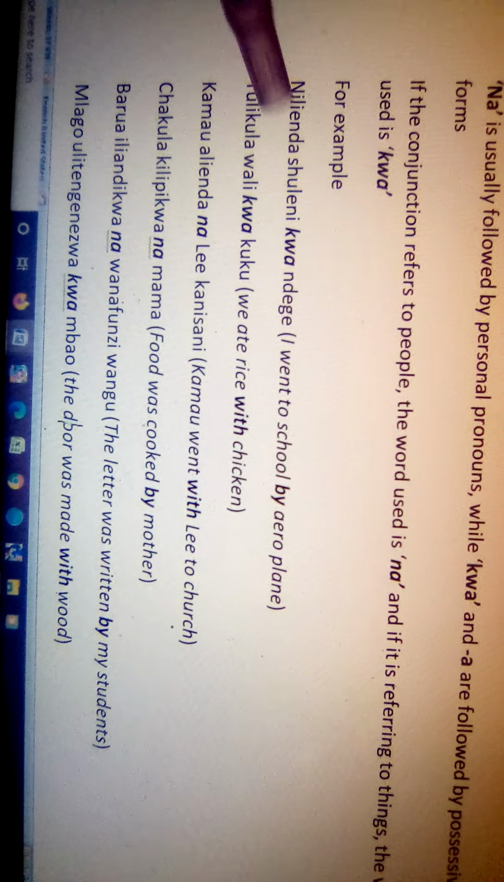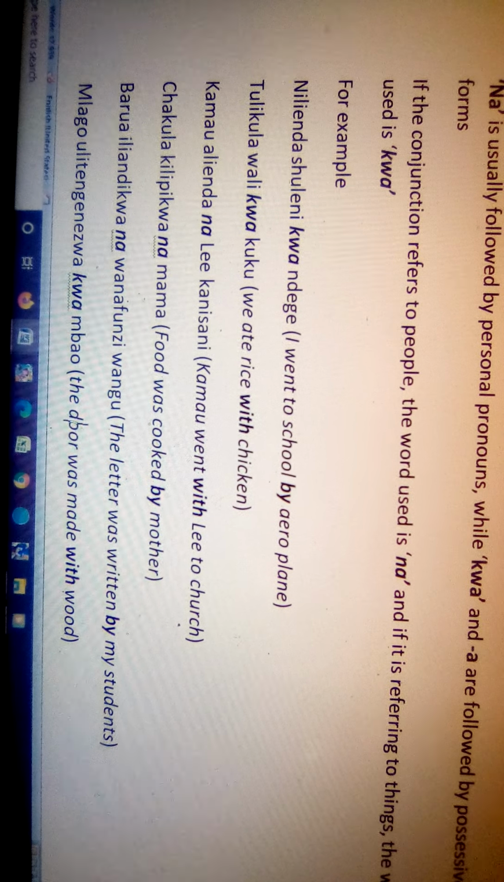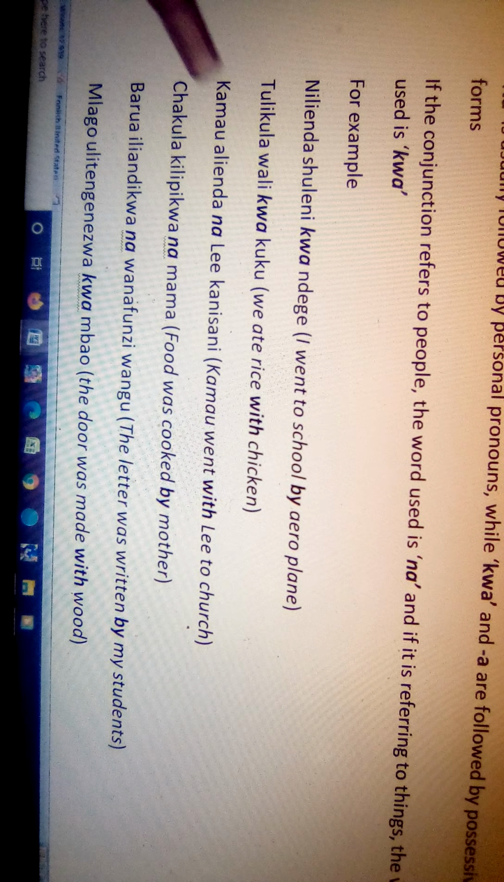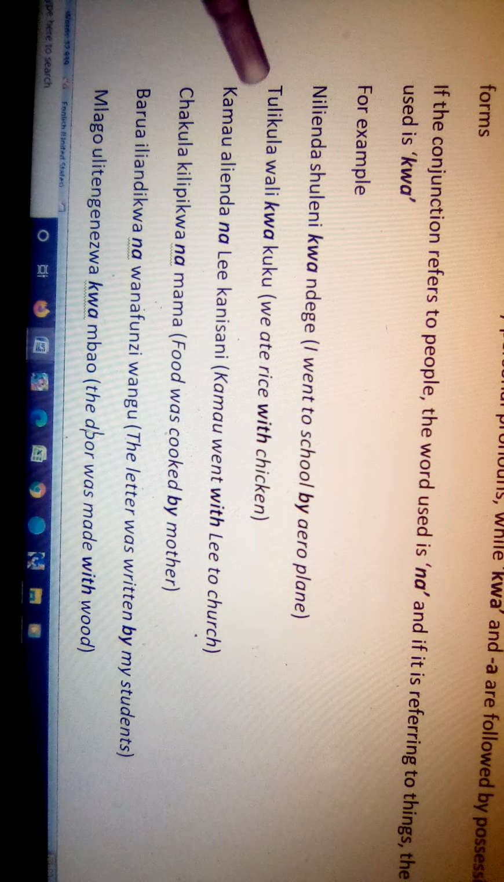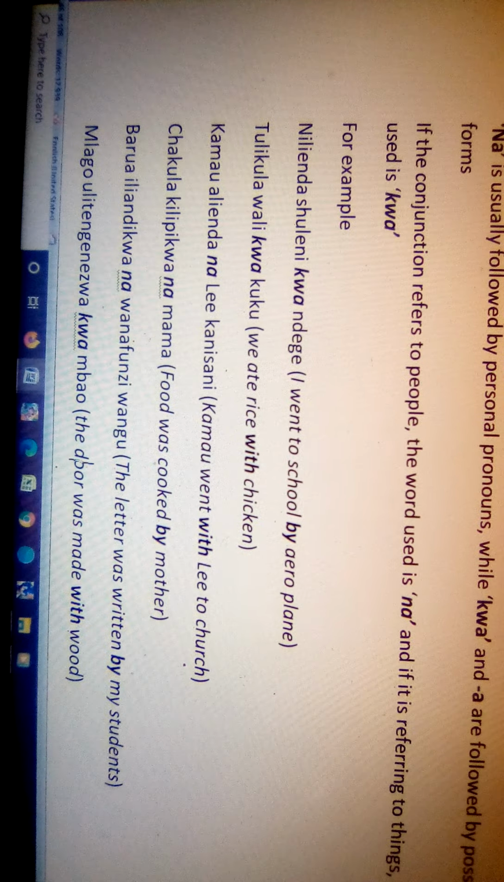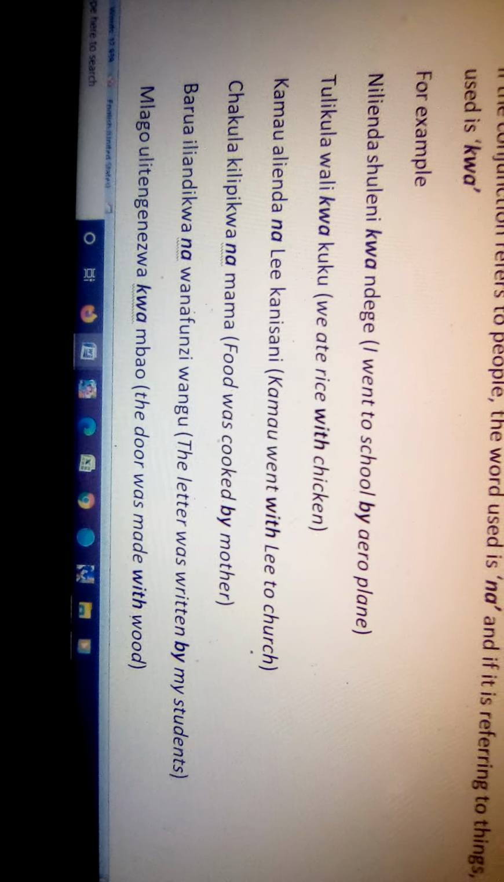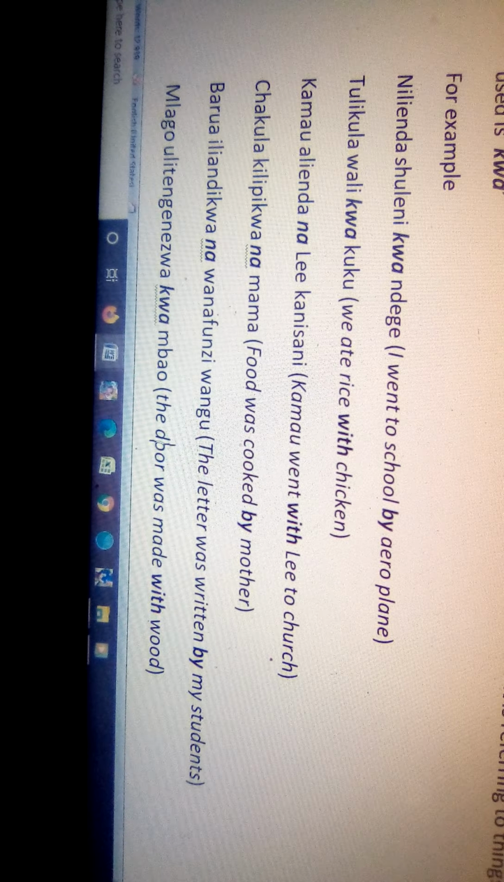Then we have tulikula wali kwa kuku. Wali is cooked rice. Kuku is chicken. So to remember, tulikula, we ate. Remember, by now you know these sentences, singular and plural. Tulikula, we ate. Wali is cooked rice. So we ate rice kwa kuku, with chicken. We ate rice with chicken.